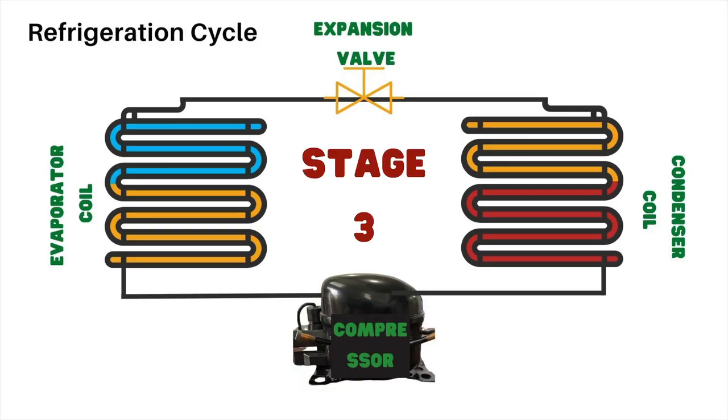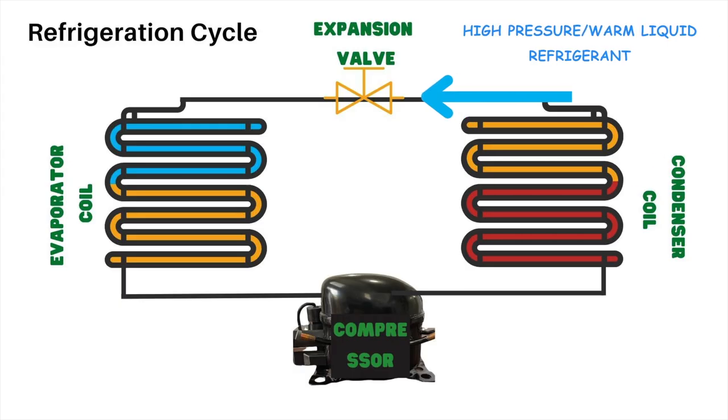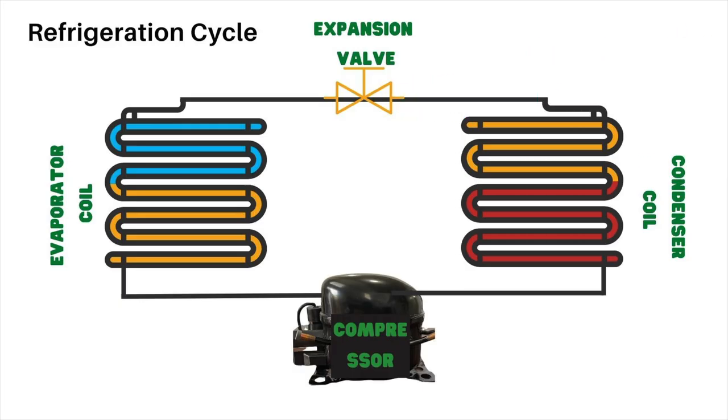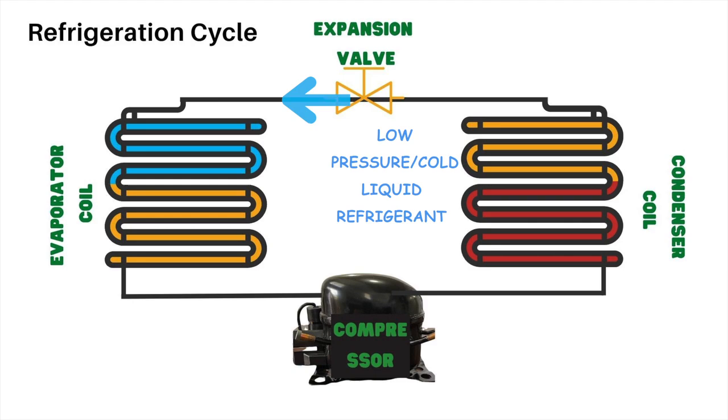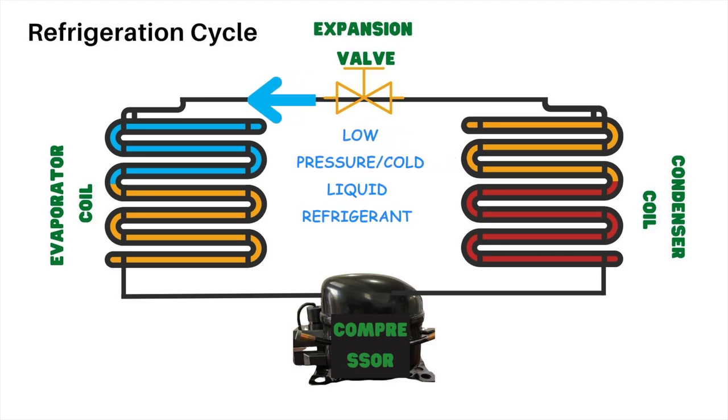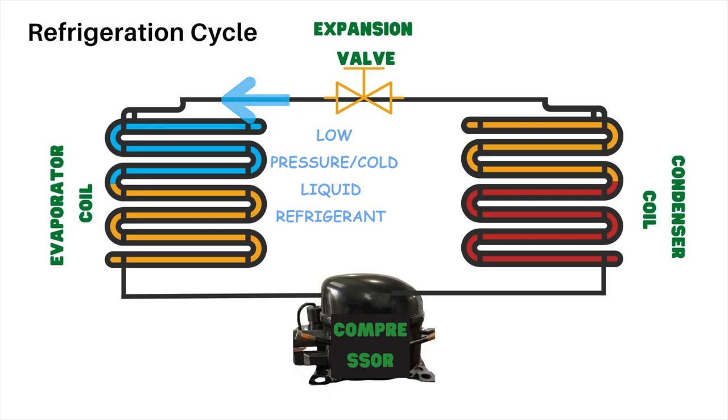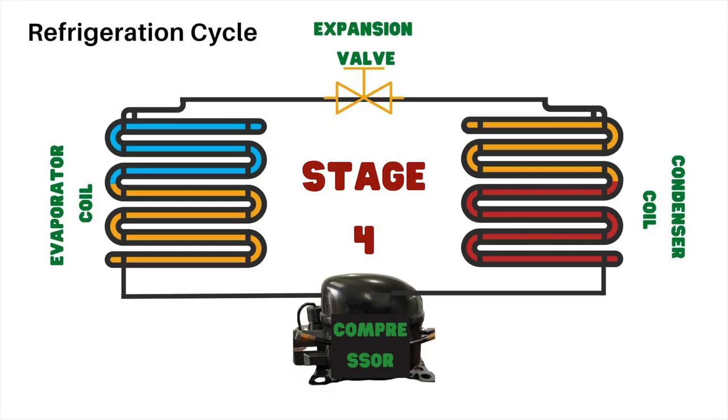In the third stage, our normal temperature but high pressure liquid refrigerant enters into the expansion valve. Inside the expansion valve, there is a diaphragm which allows room for the refrigerant to expand. This expansion allows molecules of high pressure liquid to become low pressure and cooler. So at the end of the expansion valve stage, we have a cold, low pressure liquid entering into the evaporator coil, which brings us to the fourth and the last stage of the cycle.